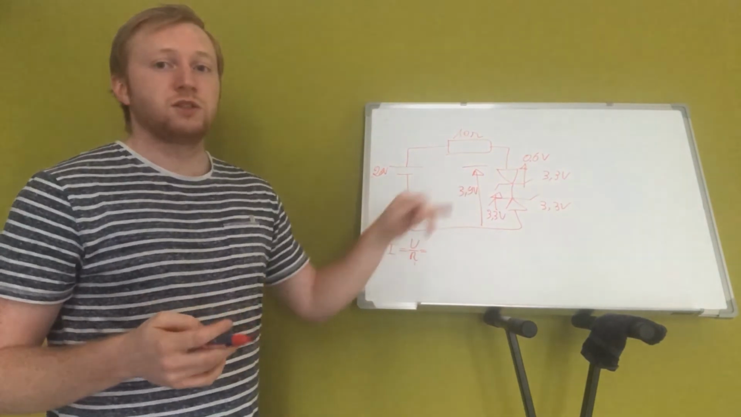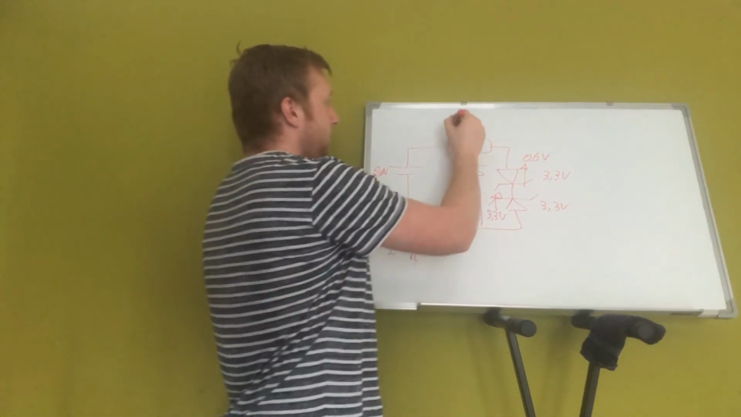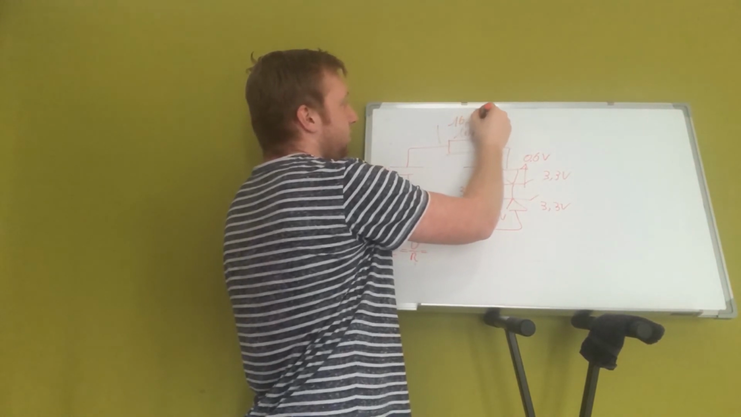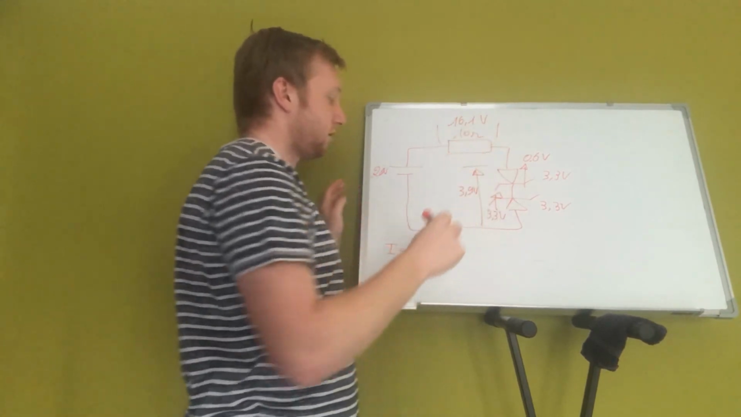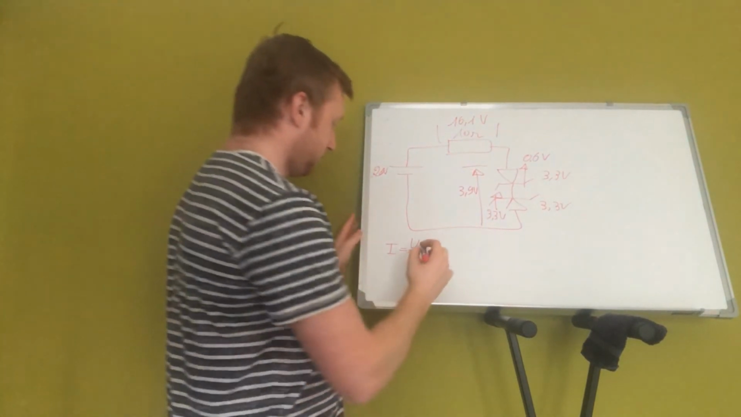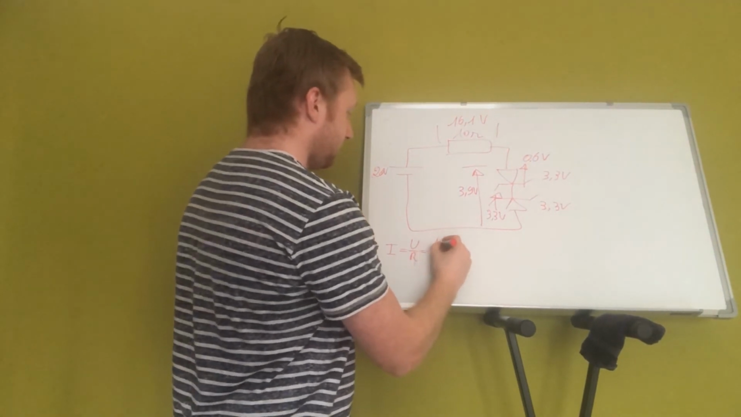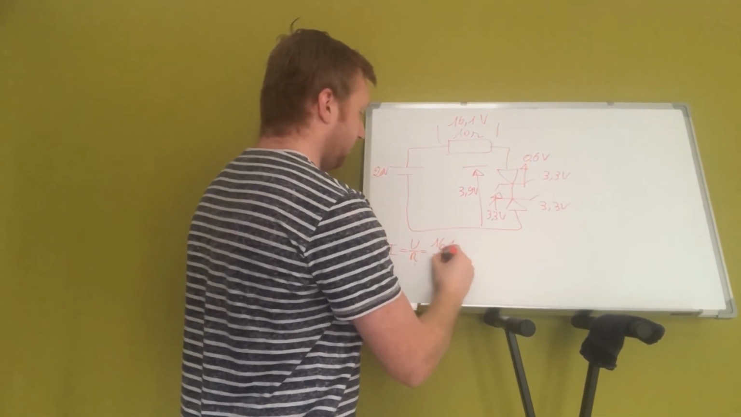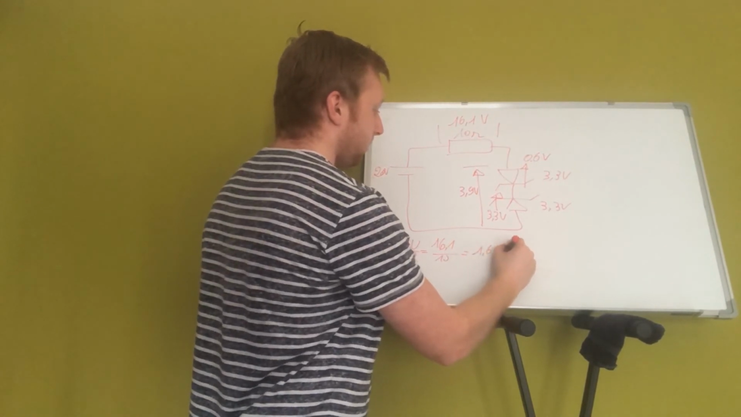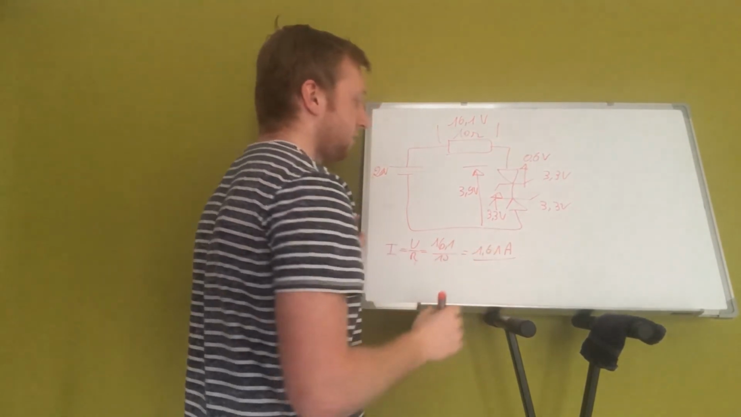This voltage is needed for the Zener diodes, so there will be only 16.1 volts across our resistor, and now we can easily calculate our current, which is 16.1 divided by 10, 1.61 amps, just by that.